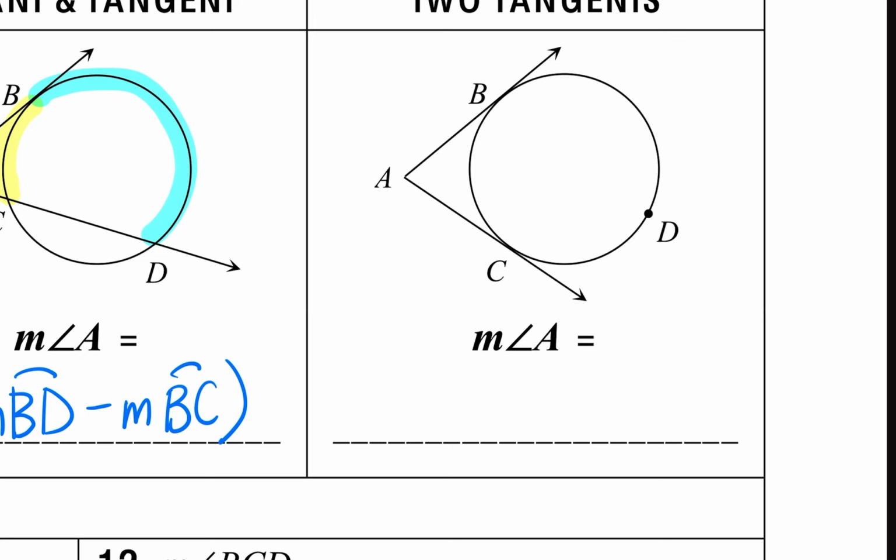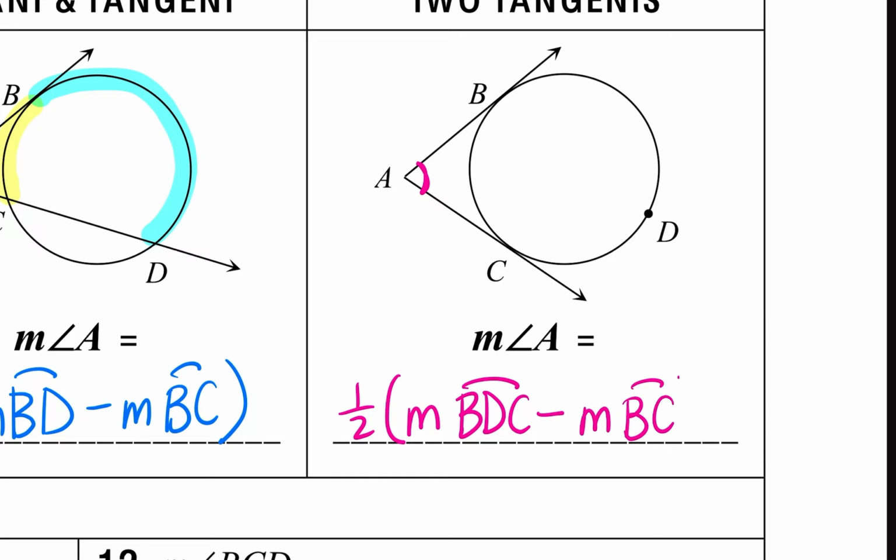Okay, moving on to our last intersection that happens outside of the circle is when you have two tangent lines. So tangent lines don't go inside of the circle at all, right? Tangent lines only touch the circle in one place. So watch what happens here, right? In order to get the measurement of angle A, you would have to take half of the measurement of arc BDC minus the measurement of arc BC.